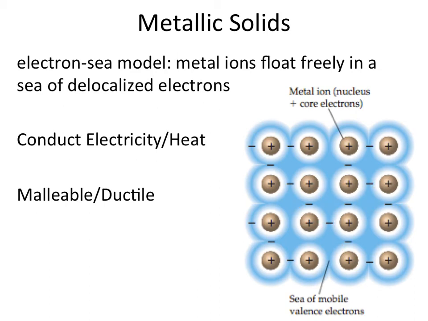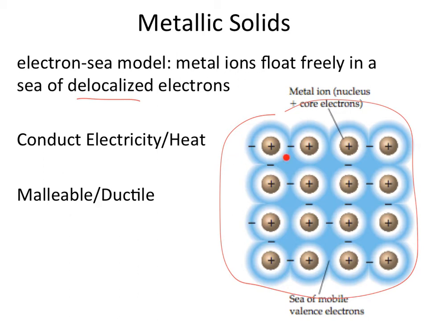So delocalized means that the electrons are not in a specific area. They move randomly throughout this structure. Okay, so these free-floating or delocalized electrons contribute to a lot of the features associated with metallic solids. Okay, the ability to conduct electricity and heat.